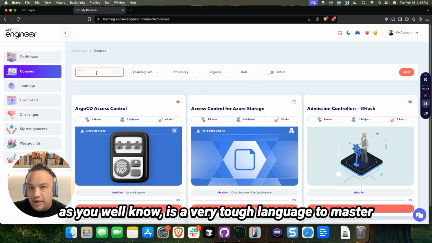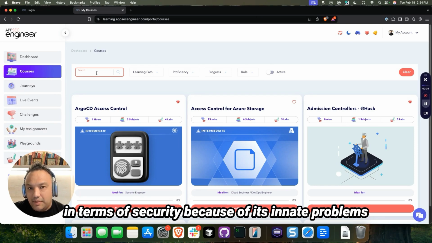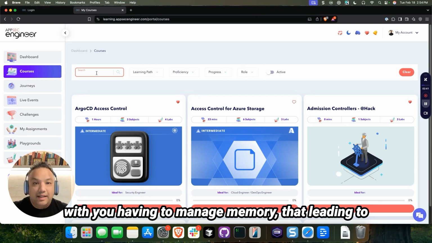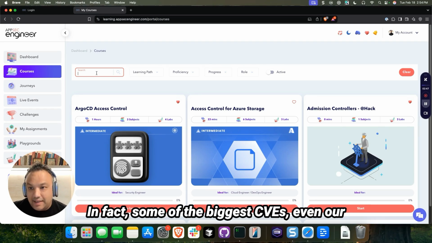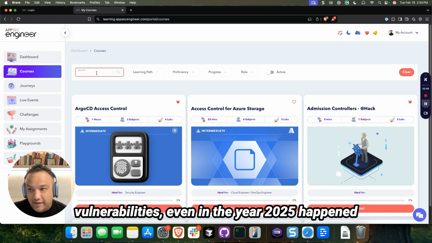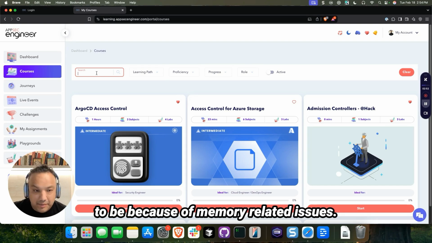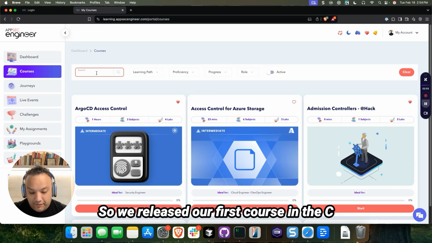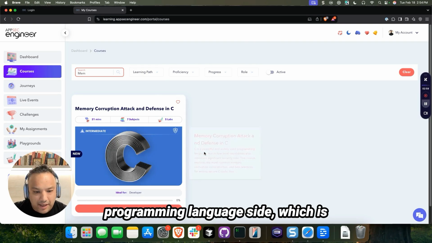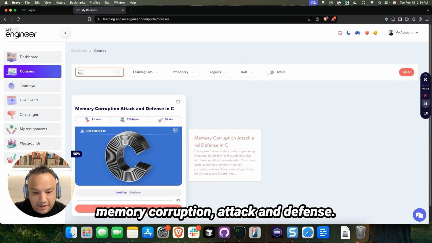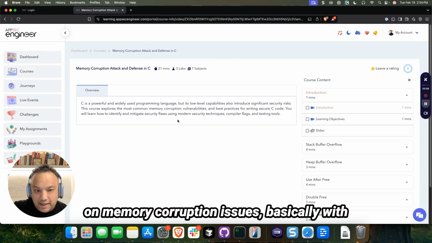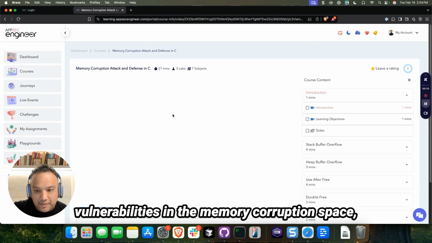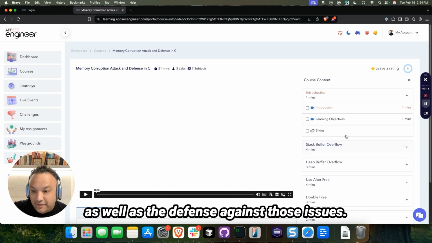And C, as you well know, is a very tough language to master in terms of security because of its innate problems with you having to manage memory and that leading to a whole bunch of exploits and memory related bugs. In fact, some of the biggest CVEs, or vulnerabilities, even in the year 2025, happen to be because of memory related issues. So we released our first course on the C programming language side, which is memory corruption, attack and defense. This is a very interesting course that focuses on memory corruption vulnerabilities, as well as the defense against those issues.